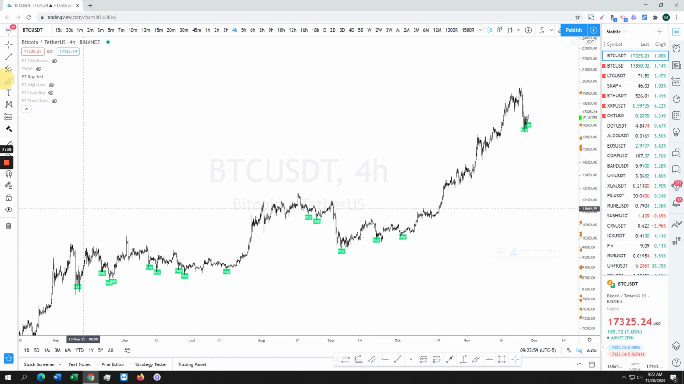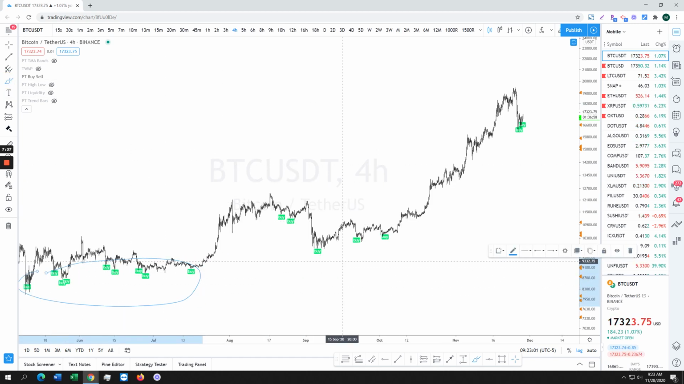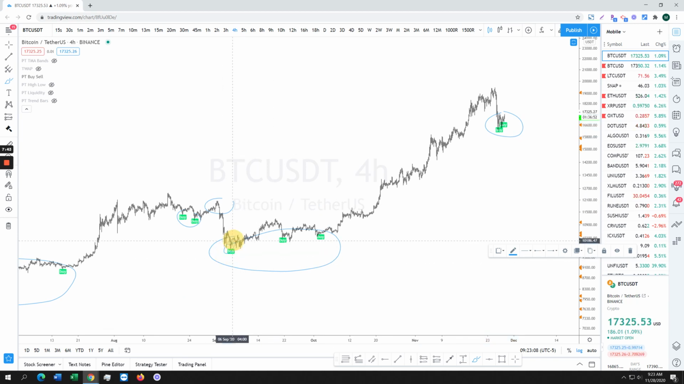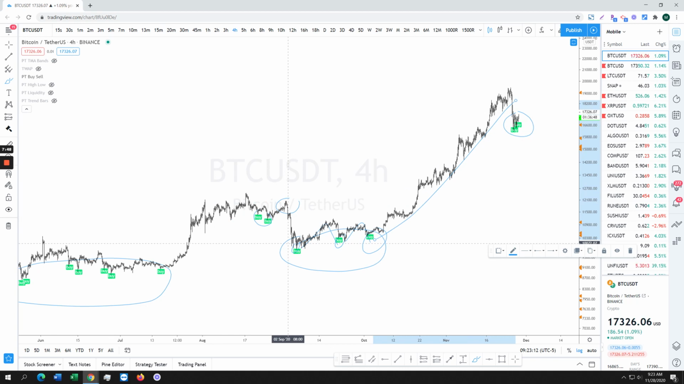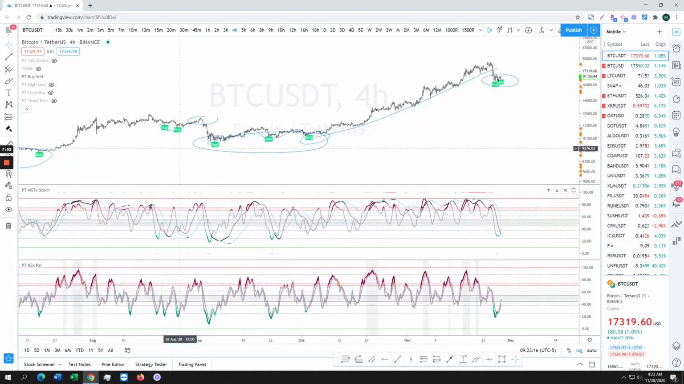Every single long caught the bottom, except for these. Every single long since we dumped caught the bottom, right? You long it, don't touch it. You long it, don't touch it. You long it, don't touch it. How do you know that the trend is up? Well, this is where the oscillators come into play.